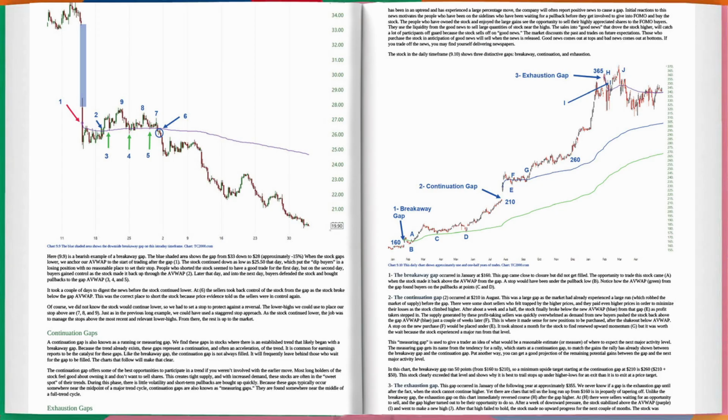Continuation gaps. A continuation gap is also known as a running or measuring gap. We find these gaps in stocks where there is an established trend that likely began with a breakaway gap. Because the trend already exists, these gaps represent a continuation and often an acceleration of the trend. It is common for earnings reports to be the catalyst for these gaps.